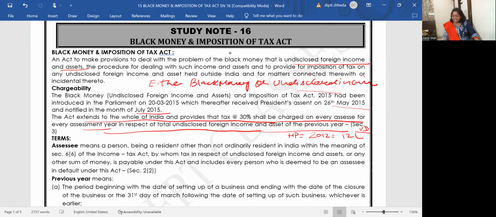I never told anyone that I have a house in London. Now, when it got disclosed in 2020, the value of the house was 23 lakhs. So 30% will be charged on what?